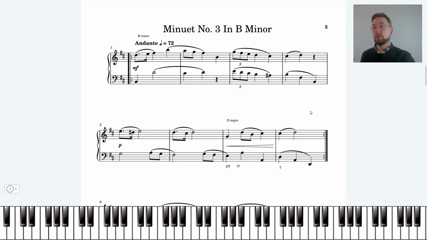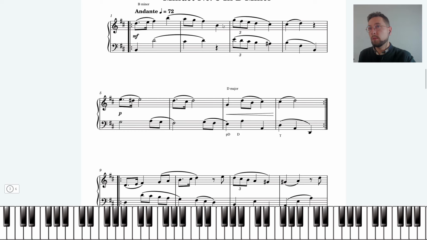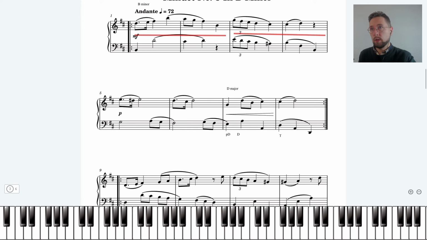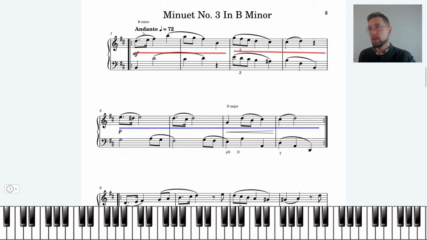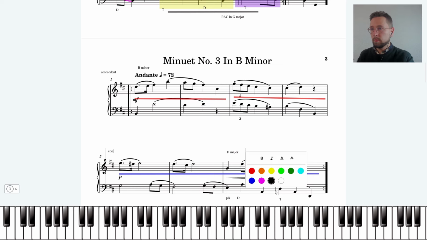cadential gesture with appoggiaturas, right? And in the middle, what we can see is that, well, this would be characterized most likely as a sentence, where we have an opening idea that's basically continued with some contrasting material. Then we have a continuation that's basically the cadential element. So that would be the antecedent, and that would be the consequent.